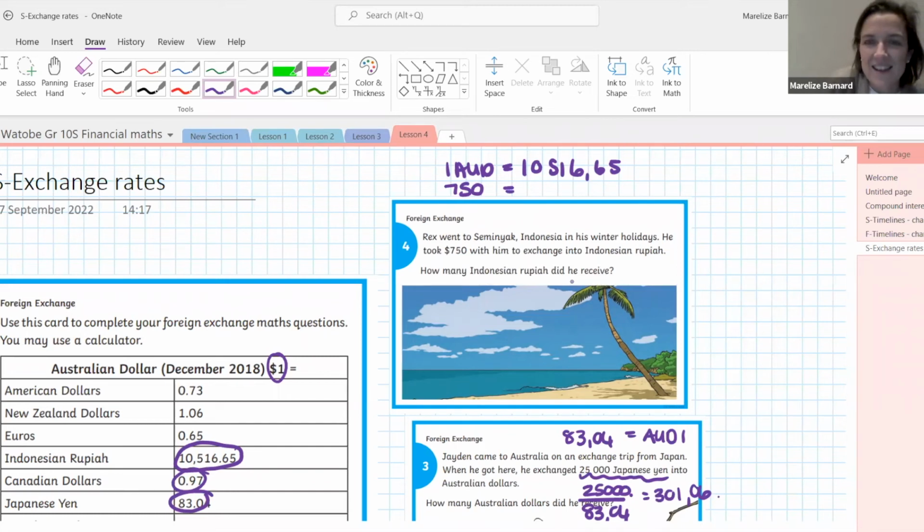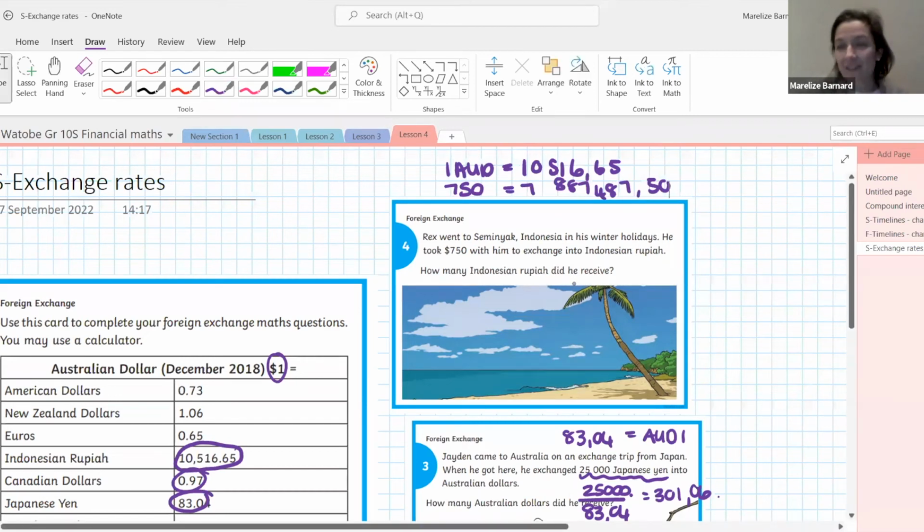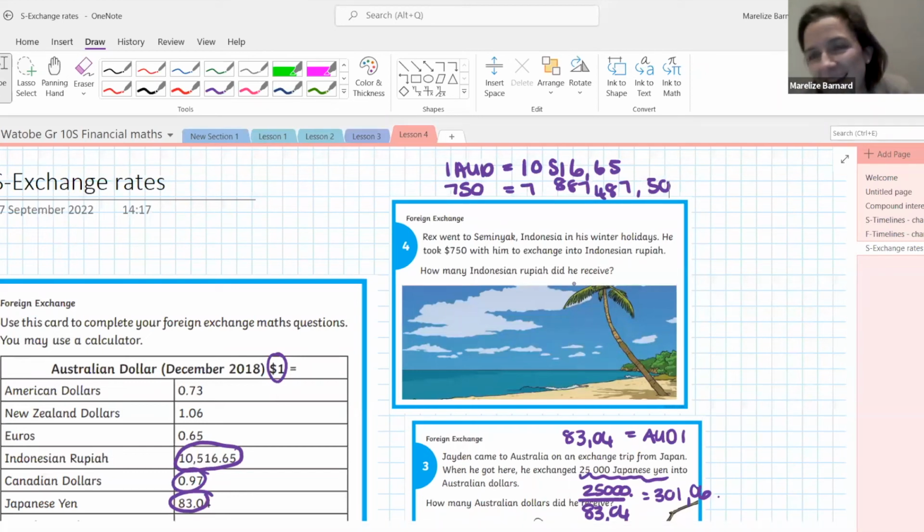Yo, that is 7,887,487.5. So he gets millions and millions of rupiah. Imagine carrying that around. Maybe I'm moving to Indonesia. I think I can become a millionaire if I move to Indonesia. We could be millionaires in Indonesia. Yeah.